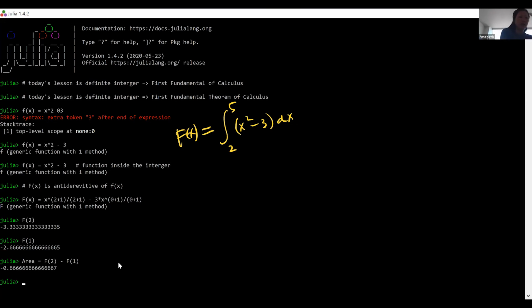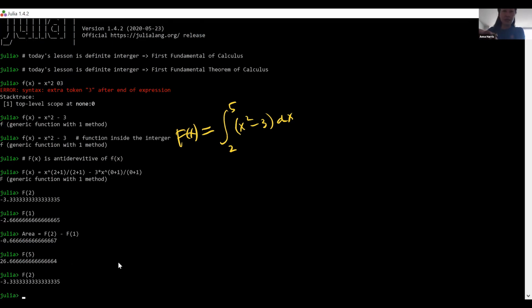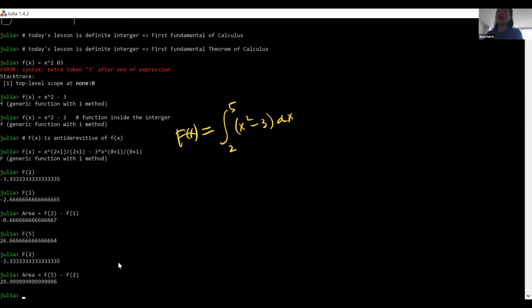Okay, so let's look at that. F of 5, what do I get? That number. F of 2, what do I get? This number. So if I find the area, what? F of 5 minus f of 2, it gives me that.